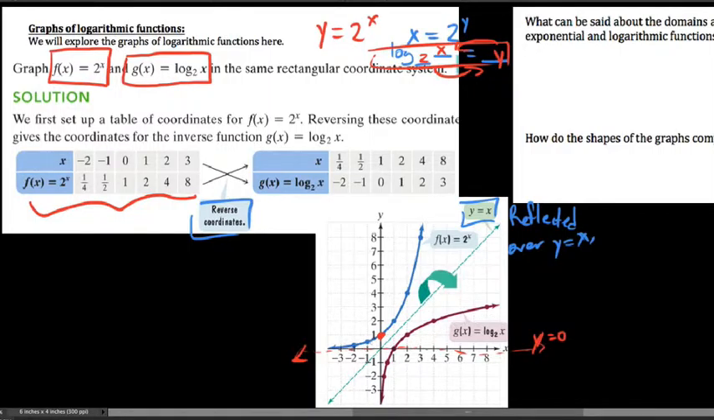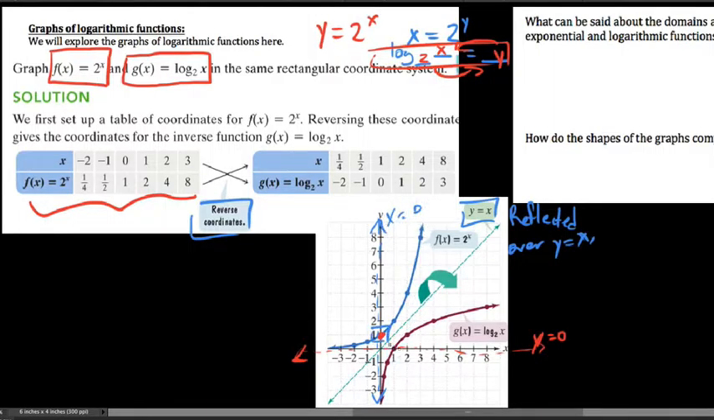What other things? Well, if we had a horizontal asymptote on the x-axis, the logarithmic graph here has a vertical asymptote on the y-axis. And then likewise, this point is always at 0, 1, and this point will always be at 1, 0.